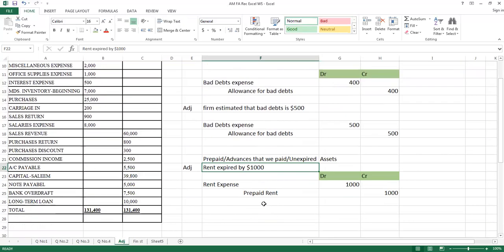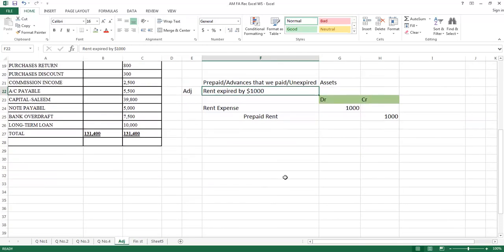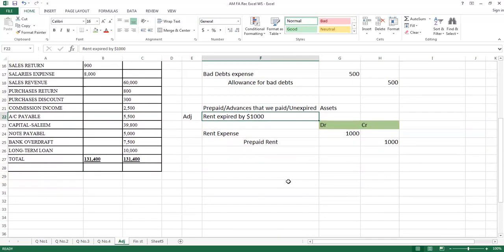I hope this example will give you a complete description of the question, and how we pass this entry by taking the expired amount.